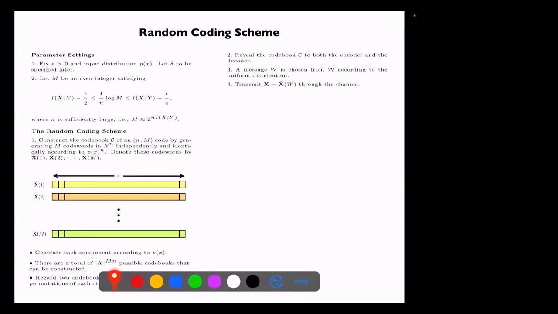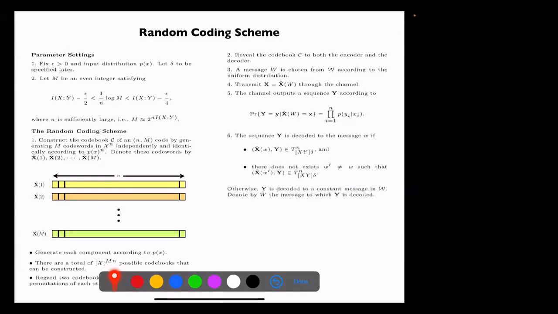X tilde of W is the Wth codeword. So the first codeword is x tilde 1, the second one is x tilde 2, the last one is x tilde M, and x tilde W is the Wth codeword that you have generated. And then the channel outputs sequence Y according to the transition probabilities, like this. So it takes the product form.